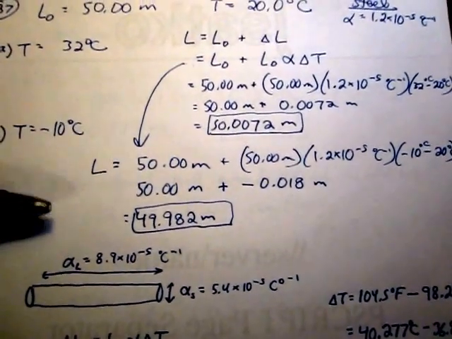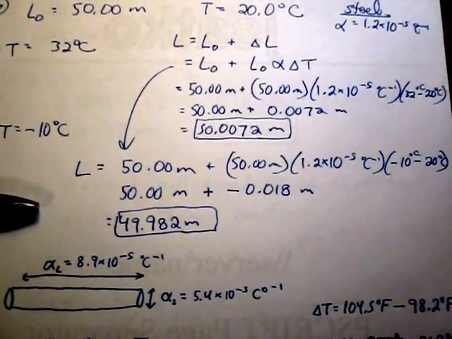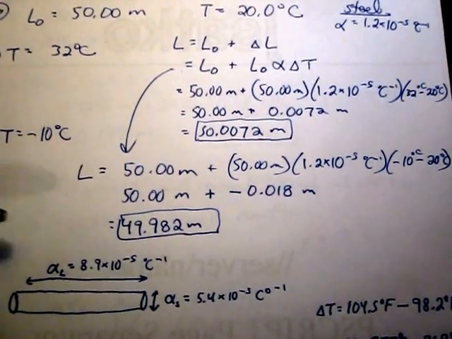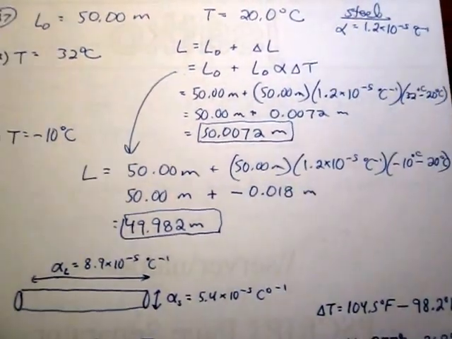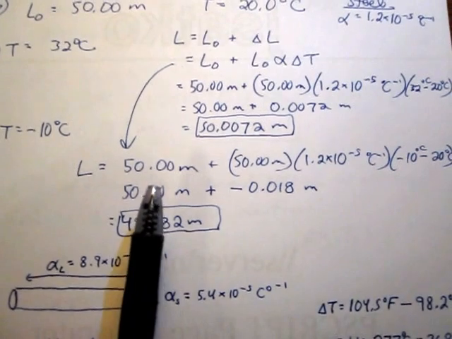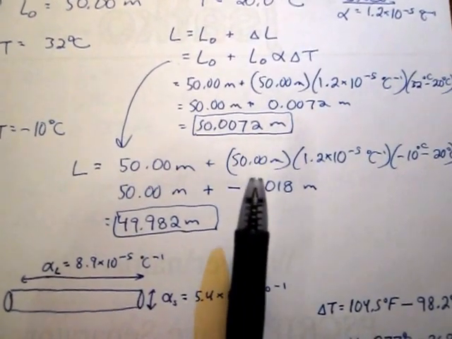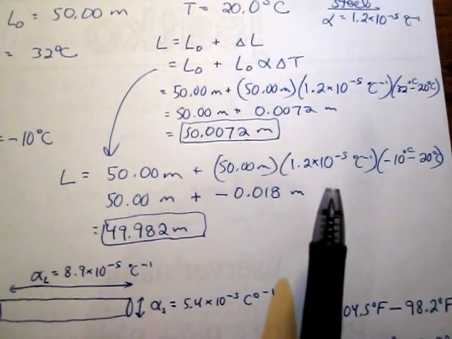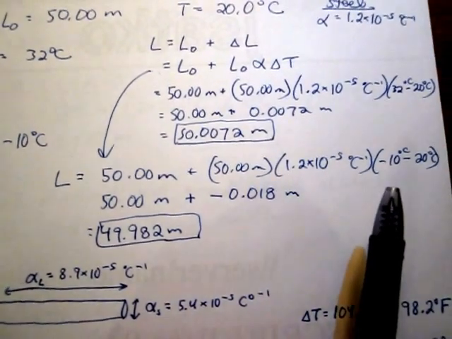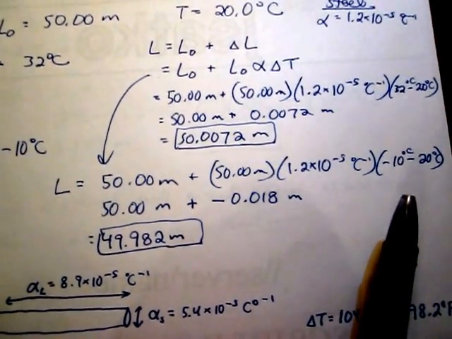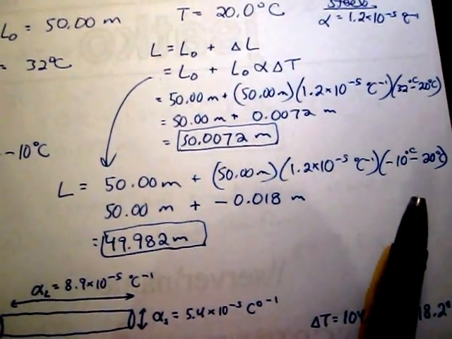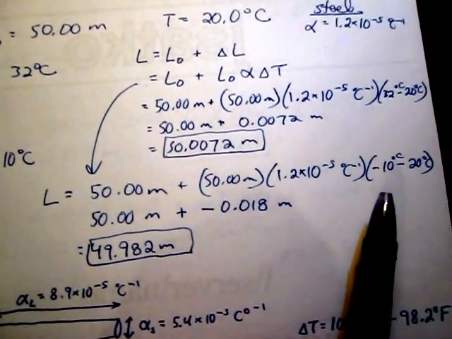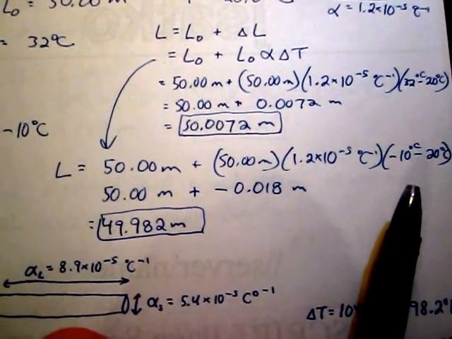Part B refers to a temperature of negative 10 degrees Celsius. So we have the original length, 50, plus, and here's the delta L. It's 50 times 1.2 times 10 to the negative 5 times, and again, be careful with final temperature minus initial. Negative 10 degrees minus 20 degrees. This should give you a delta T of negative 30 degrees.